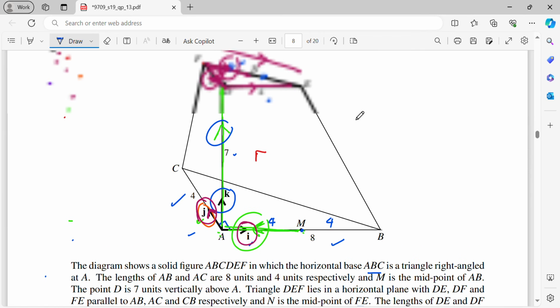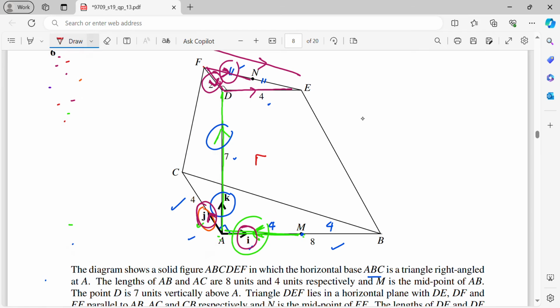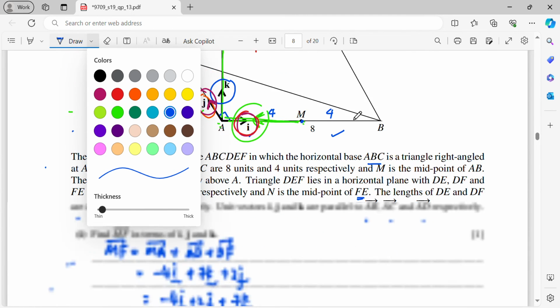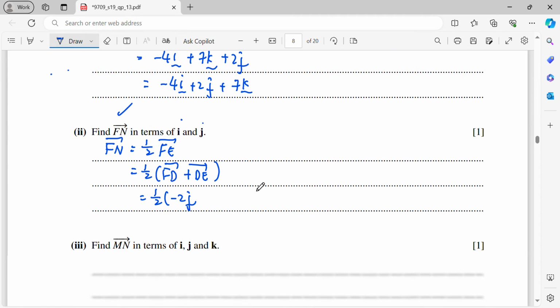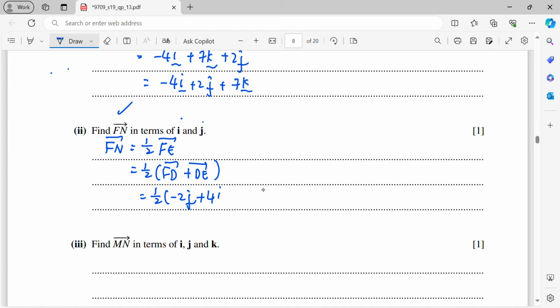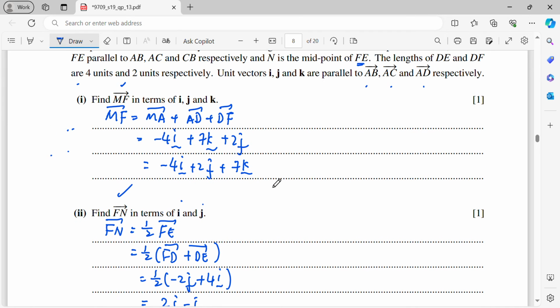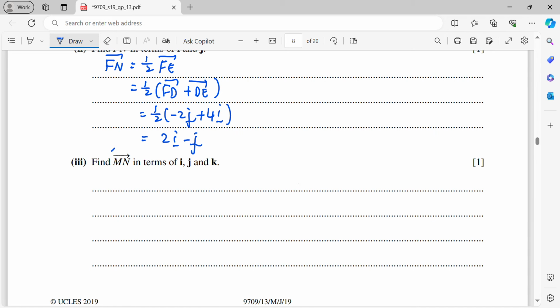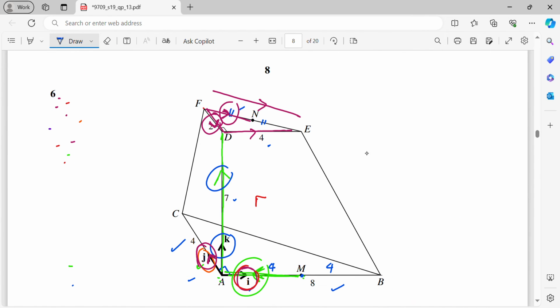And then for DE, DE is in the same direction of the I. Therefore, it is 4I because the length is 4. So I get 4I. So when you times in the half, I will get 2I minus J. So that's all for the vector FN. Right, so now next part is to get vector MN.